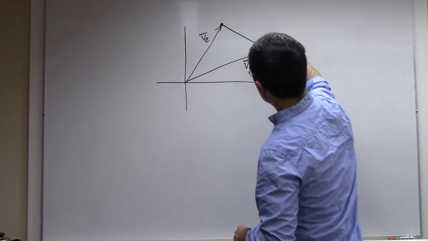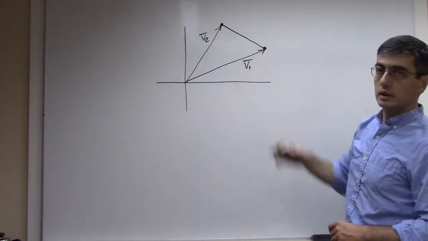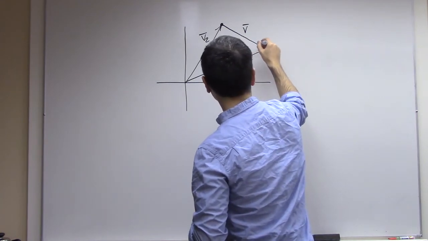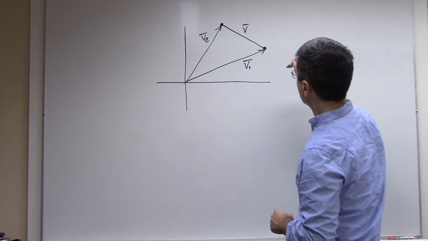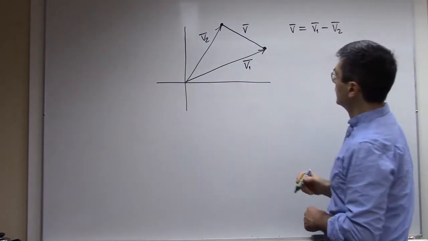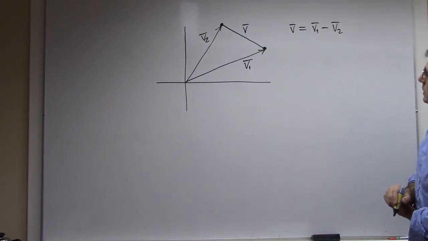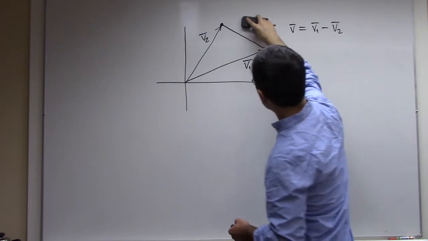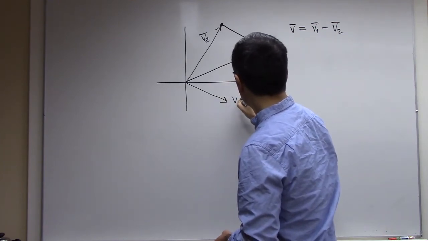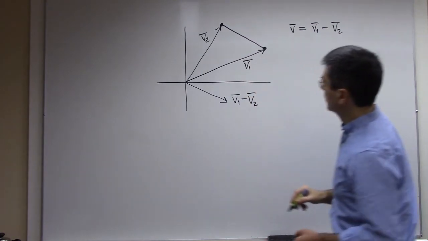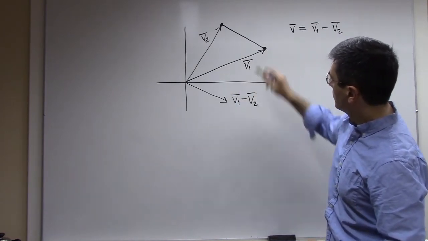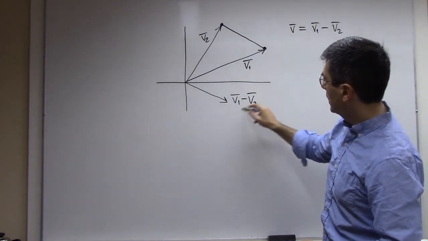This vector itself, you can think of as a vector which is the difference of the two. So v is equal to v1 minus v2. It will not be quite this vector, but it will be a vector that is parallel to this line, and it has the same length. So this will be v1 minus v2. Because if I add v2 to this vector by the parallelogram rule, I get v1.